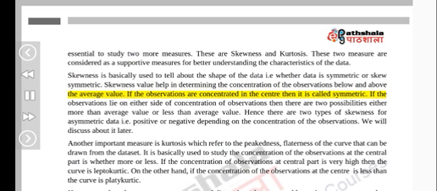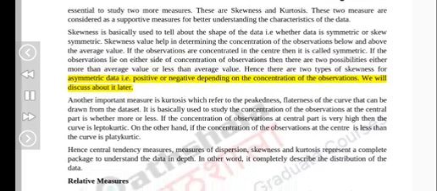If the observations are concentrated in the center, then it is called symmetric. If the observations lie on either side of the concentration of observations, then there are 2 possibilities, either more than average value or less than average value. Hence there are 2 types of skewness for asymmetric data, i.e. positive or negative depending on the concentration of the observations. We will discuss it later.